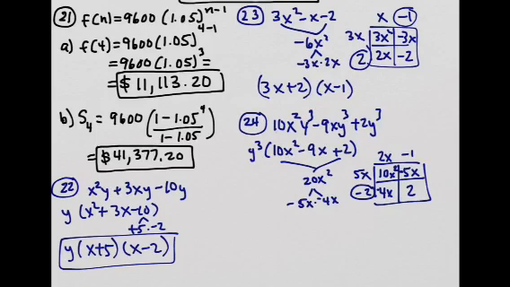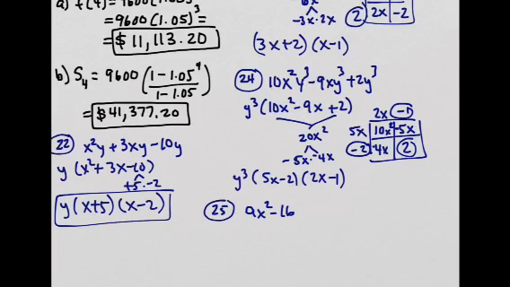And then I check, is this times this equal to this? The answer is yes, so it's factored correctly. So the answers are y cubed times 5x minus 2 times 2x minus 1. So for number 25, difference of squares, so it's just 3x plus 4 and 3x minus 4.